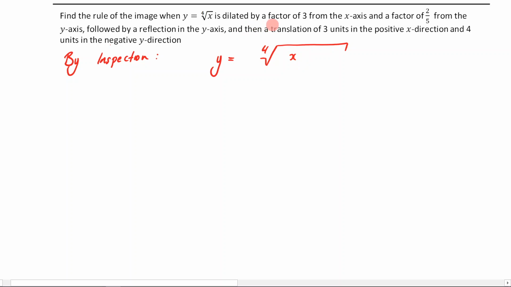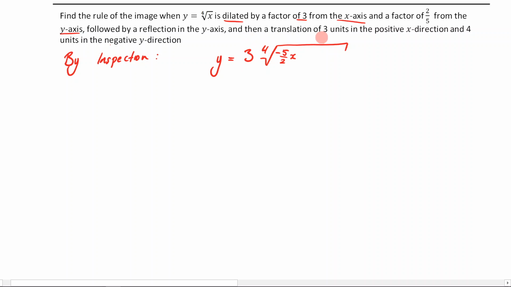The first thing we're told, it's dilated by a factor of 3 from the x-axis. Well, that means we're just going to put a 3 out the front. We're also told it's dilated by a factor of 2/5 from the y-axis. So that means we take the reciprocal of this and substitute it into the x spot. So it's going to be 5 on 2x. Then followed by a reflection in the y-axis. So this means it's going to be negative here. So I'm putting a negative here as opposed to outside.